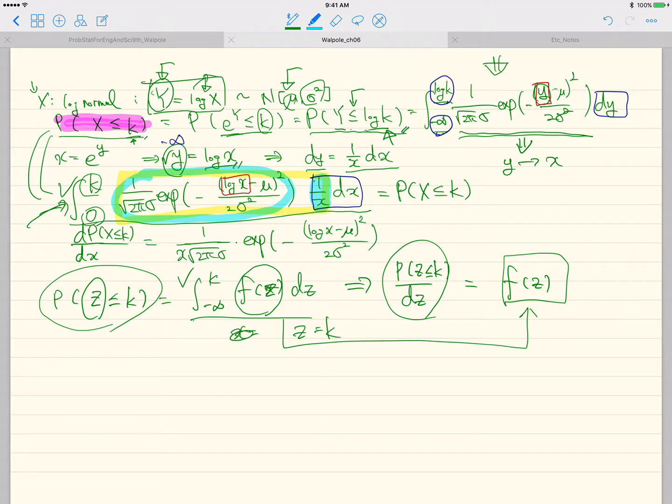Okay? So finally, we obtain this. Let's just write the density function from here. Then it will become 1 over square root of 2 pi sigma, and then times x here, because we have an x here, and then exp of minus 1 over 2 sigma squared times log x minus mu squared. So that's why we obtain the additional x here, okay?